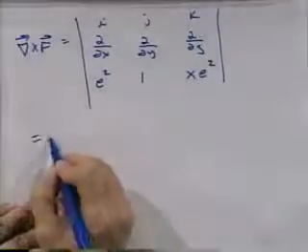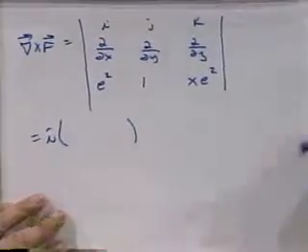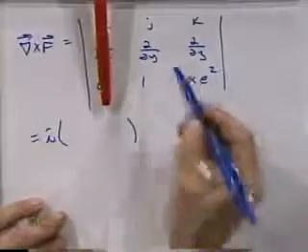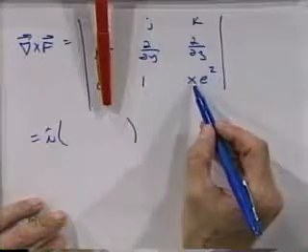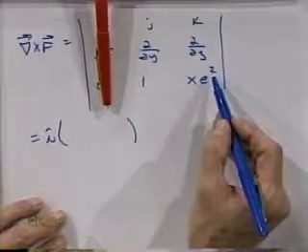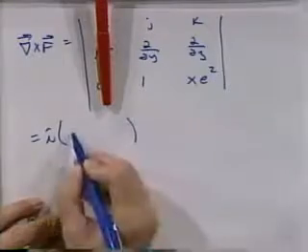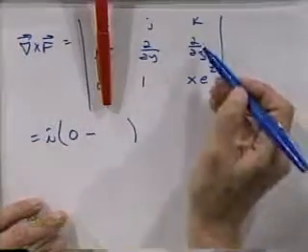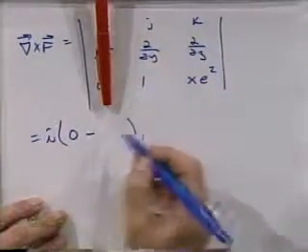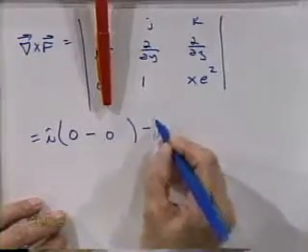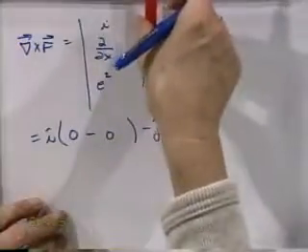And this is equal to i times, I eliminate the row and column that i is in. Now, what's the partial with respect to y of x e to the z? 0. Minus, what's the partial with respect to z of 1? 0. Minus j times, eliminate the row and column that j is in.